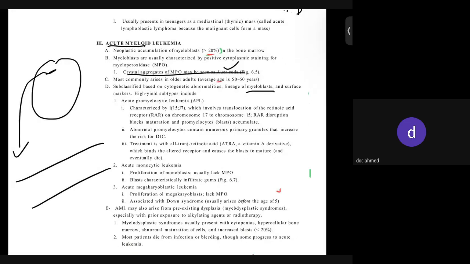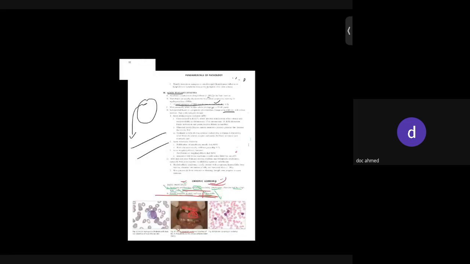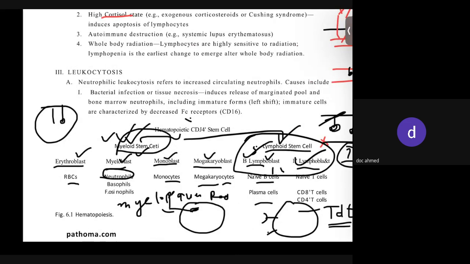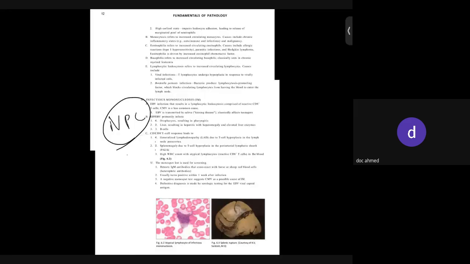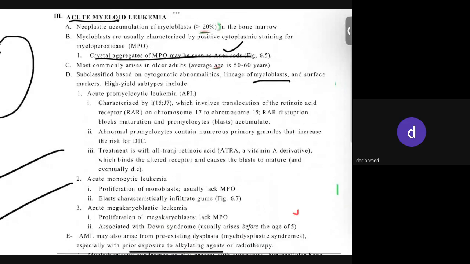Okay, remember acute promyelocytic leukemia. What is acute promyelocytic leukemia? It's basically cancer of your myeloblast. When this lineage, the myeloblast, becomes cancerous, what's the name used for that? Acute promyelocytic leukemia. Okay, is it clear? So you can see acute promyelocytic leukemia.